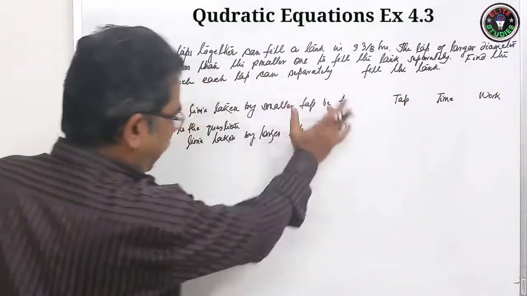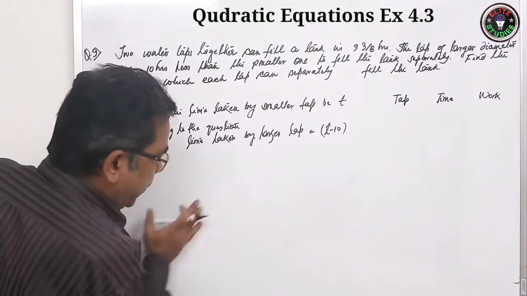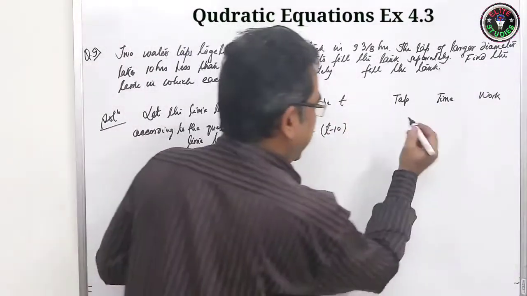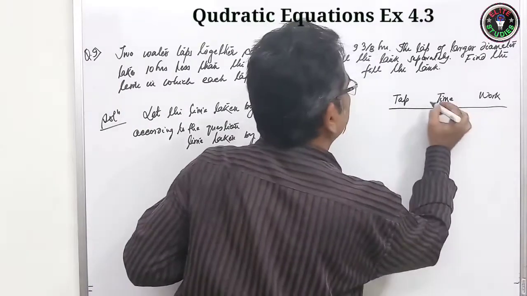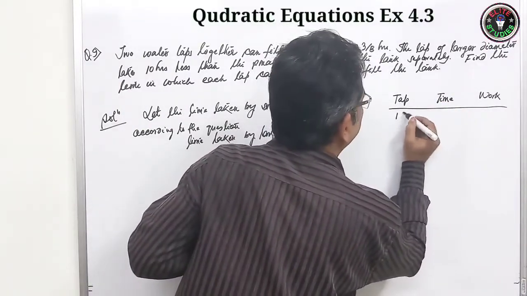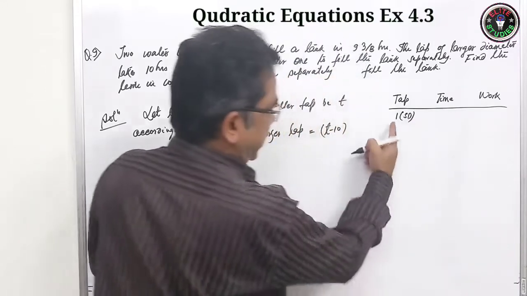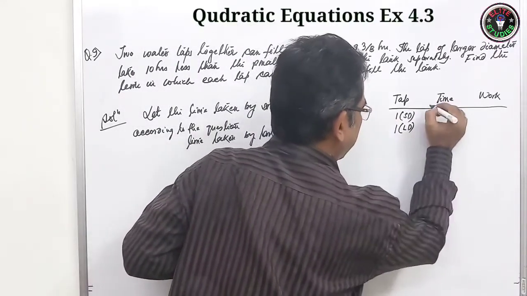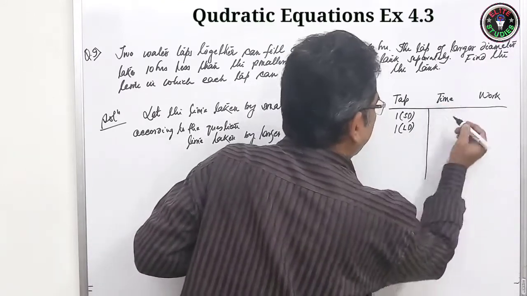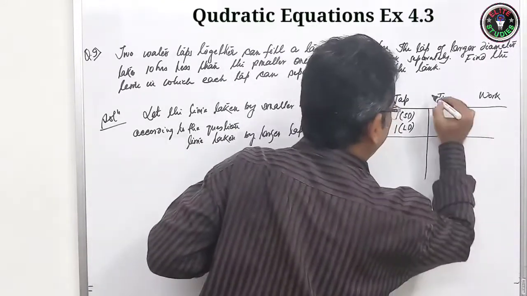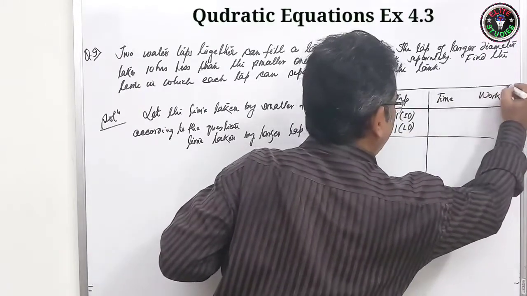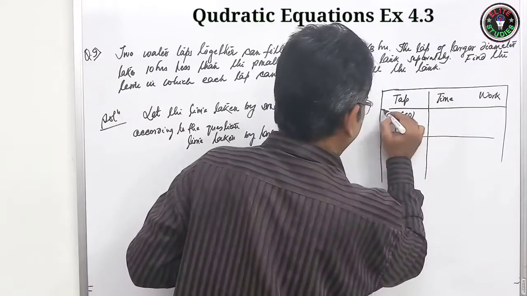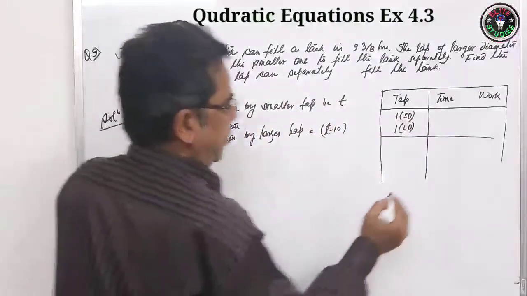Now you see, after representing, before framing an equation, you have to do some paperwork, otherwise you will go wrong. Here you represent one tap as the smaller diameter, and one more tap as the larger diameter. The table which I am making is extremely important in the case of time and work problems.